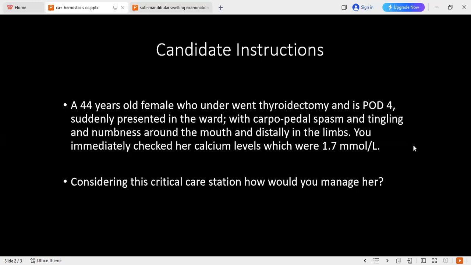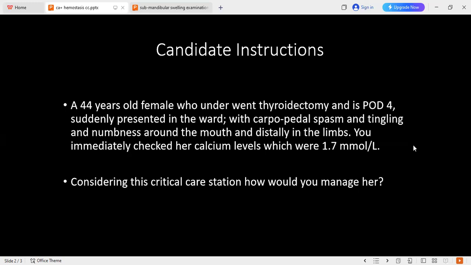Okay, did you mention ECG monitoring or cardiac monitoring? That you forgot. That is very important. Okay, in this patient, as the stem says, the calcium level was 1.7 millimole per liter. What should be the normal level, and what would you comment on this level?